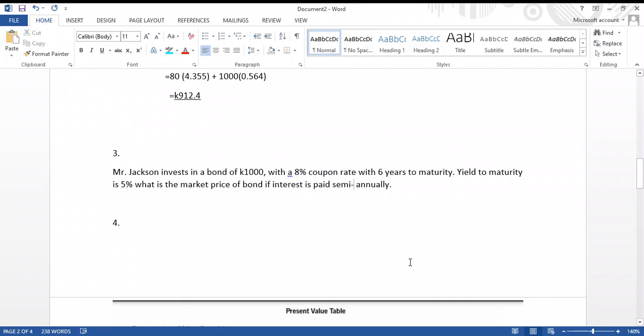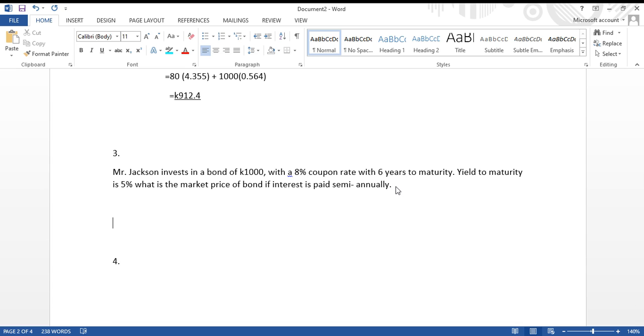All right, so we're still dealing with bonds, which is bond valuation. We've got a twist in our question here. Mr. Jackson invests in a bond of 1,000 face value, nominal value, par value, book value, with an 8% coupon rate. This is the interest rate, with 6 years to maturity. The yield to maturity is 5%. What is the market price of the bond if interest is paid semi-annually?